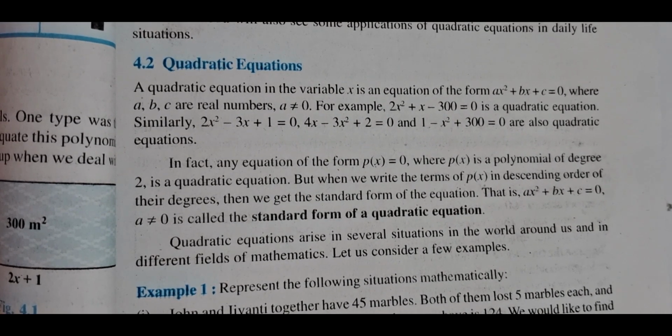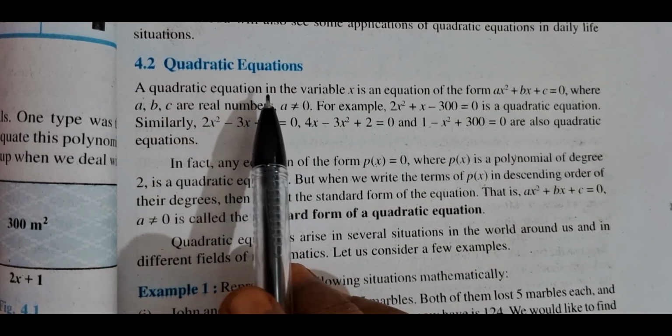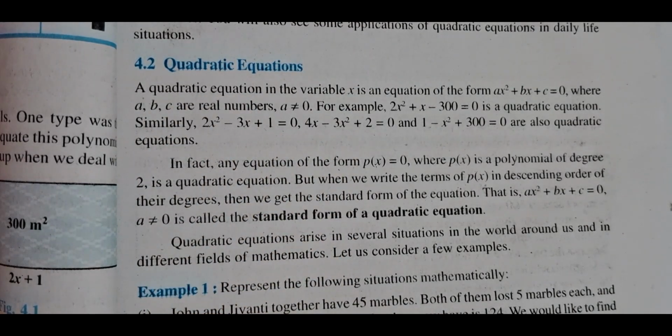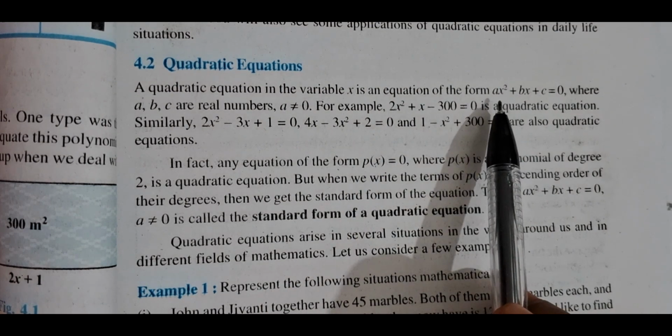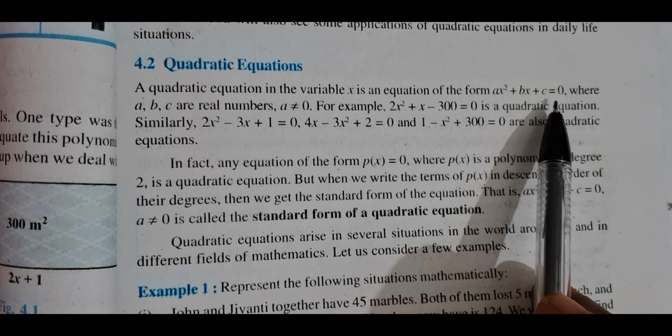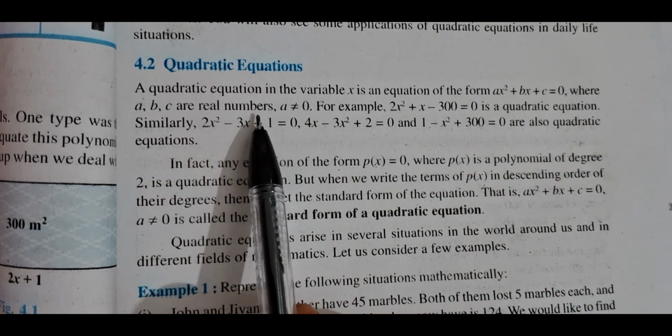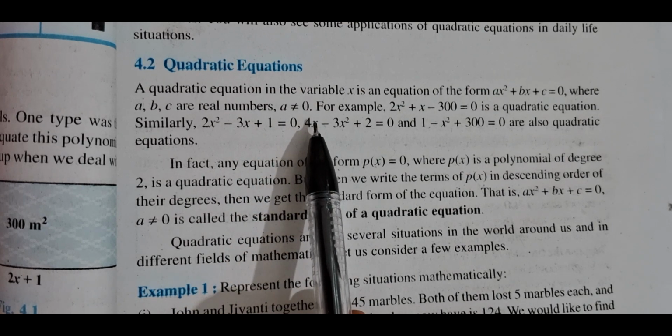Today we are going to learn about quadratic equation class 10. So quadratic equation is the equation in which the highest power is 2. The standard form of writing is ax square plus bx plus c is equal to 0, where a, b, c are real numbers and a is not equal to 0.